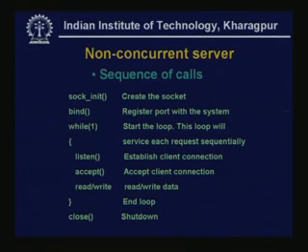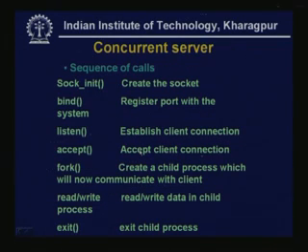So, these are the non-concurrent server sequence of calls, which we need not go into. The only thing to note is that there is a loop over here, the while loop. This loop will service each request sequentially. And then there is the concurrent server, which uses a fork, and in the fork it creates a child process which will now communicate with the client.